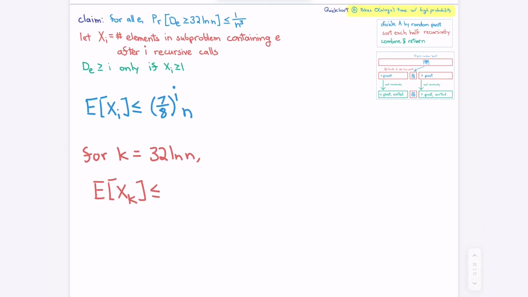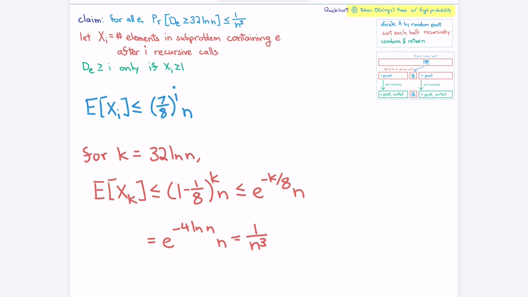We're almost done. If you pick 32 log n or something, this is where 32 came from, you just plug this in, (1 - 1/8)^k. Here's one thing you have to know. This is the most important inequality in the world: 1 + x is less than or equal to e^x. This is true for all x, positive or negative. So you put this -1/8 in the exponent, and you say, what do I need to make k to make this small? Well, I do 32 log n. That'll work, and you'll get something like this. So the expected value is really small, like 1 over n cubed.